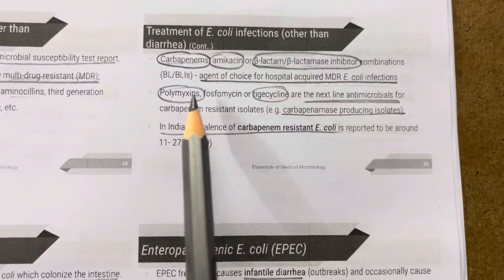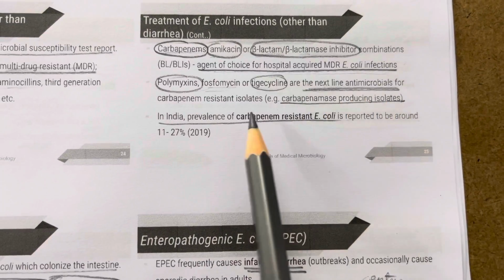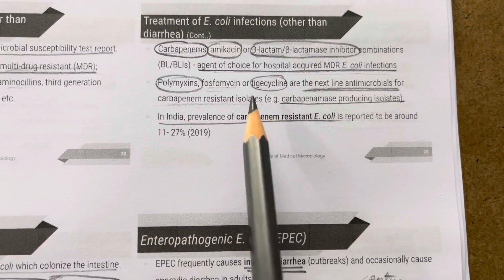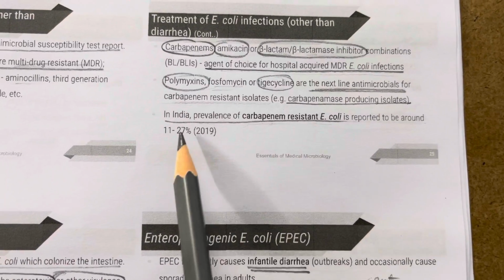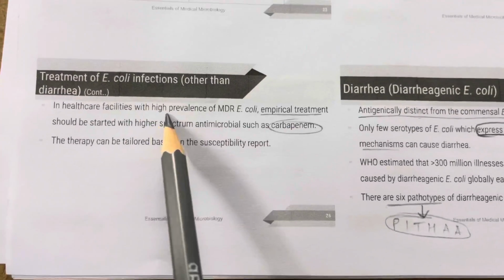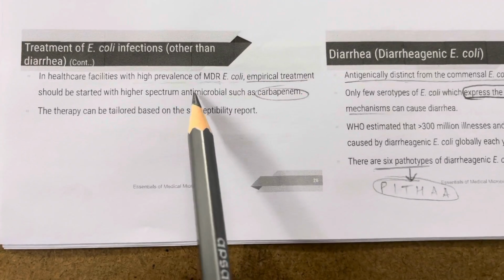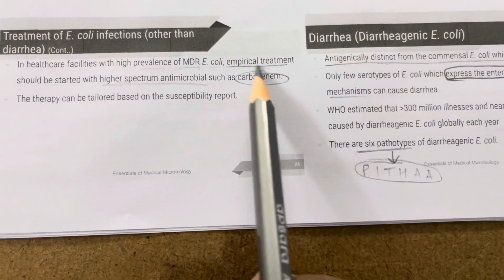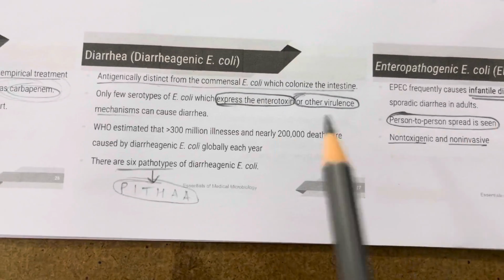coli infections. Polymyxins, fosfomycin or tigecycline are the next-line antimicrobials for carbapenem-resistant isolates, and the prevalence of carbapenem-resistant E. coli is seen in India. It is about 11 to 27% as of 2019. So, in healthcare facilities with high prevalence of multi-drug resistant E. coli, empirical treatment should be started with higher spectrum antimicrobials such as carbapenem. Therapy can be tailored based on the susceptibility report.